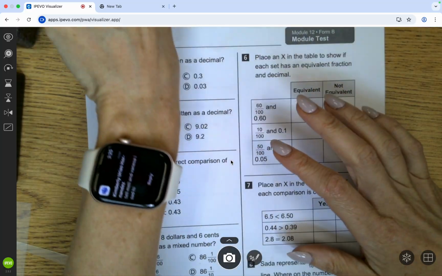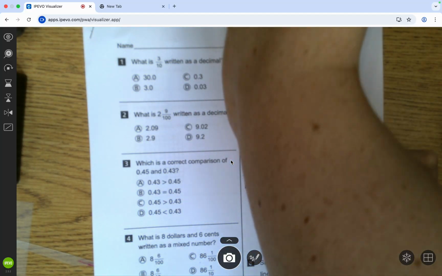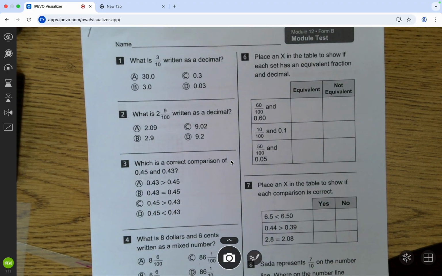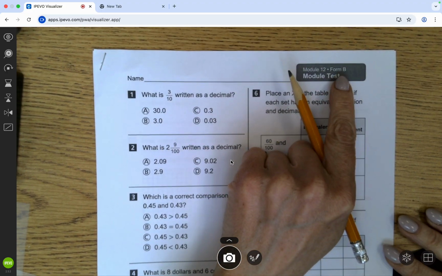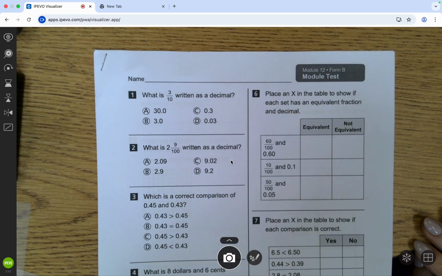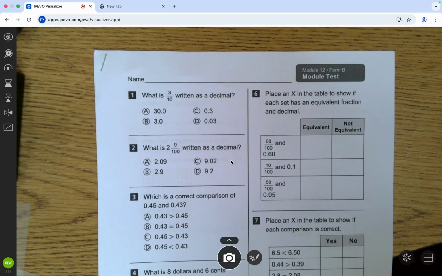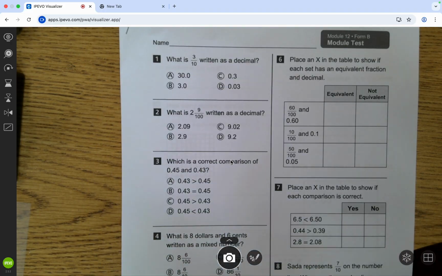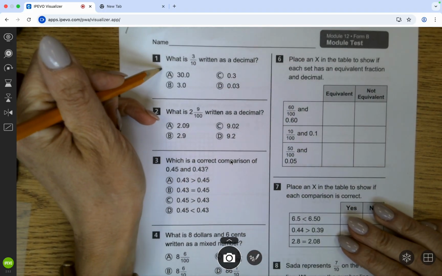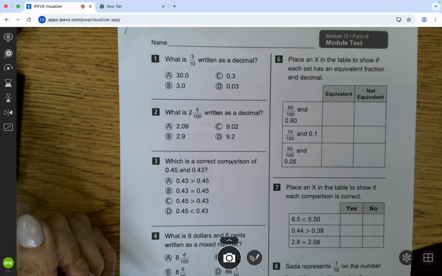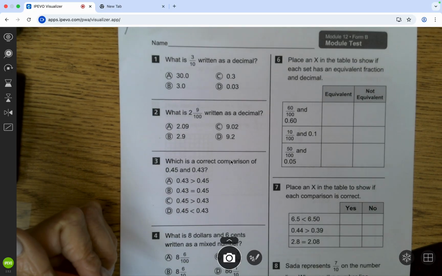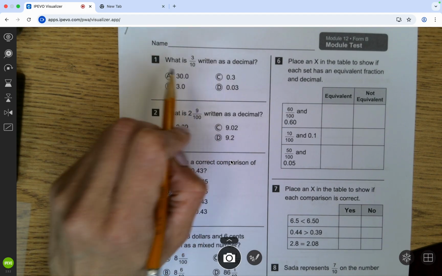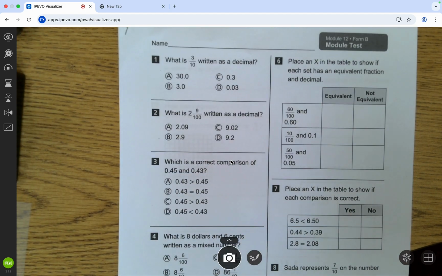So for homework tonight, you are going to redo the entire review packet. It should say Form B, module test. Your test is tomorrow, so part of your homework, you need to redo all of this. Watch my video. I know that they're a little bit different, but now you know. And yes, it's different, but it's still the same. You're still going to solve it in the same way.